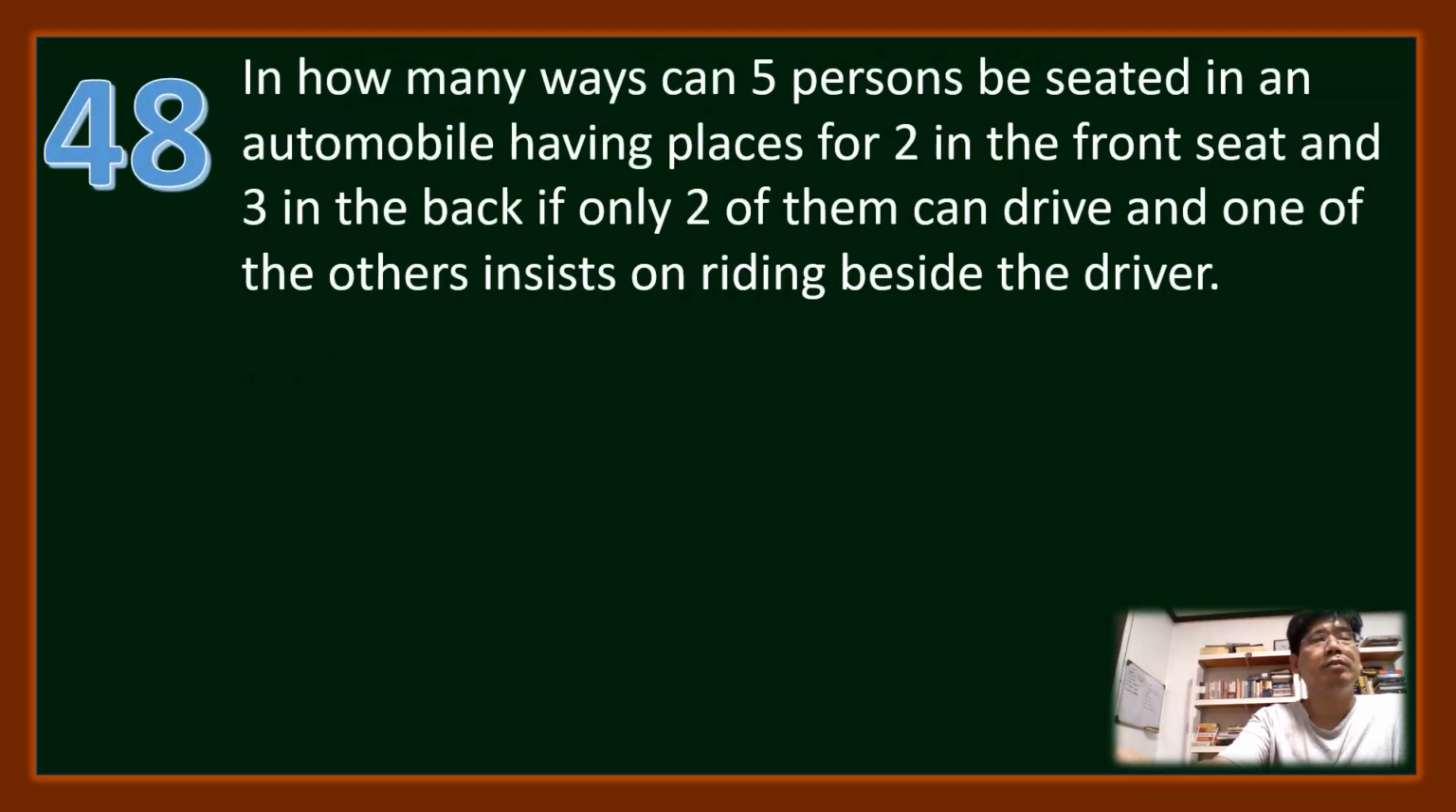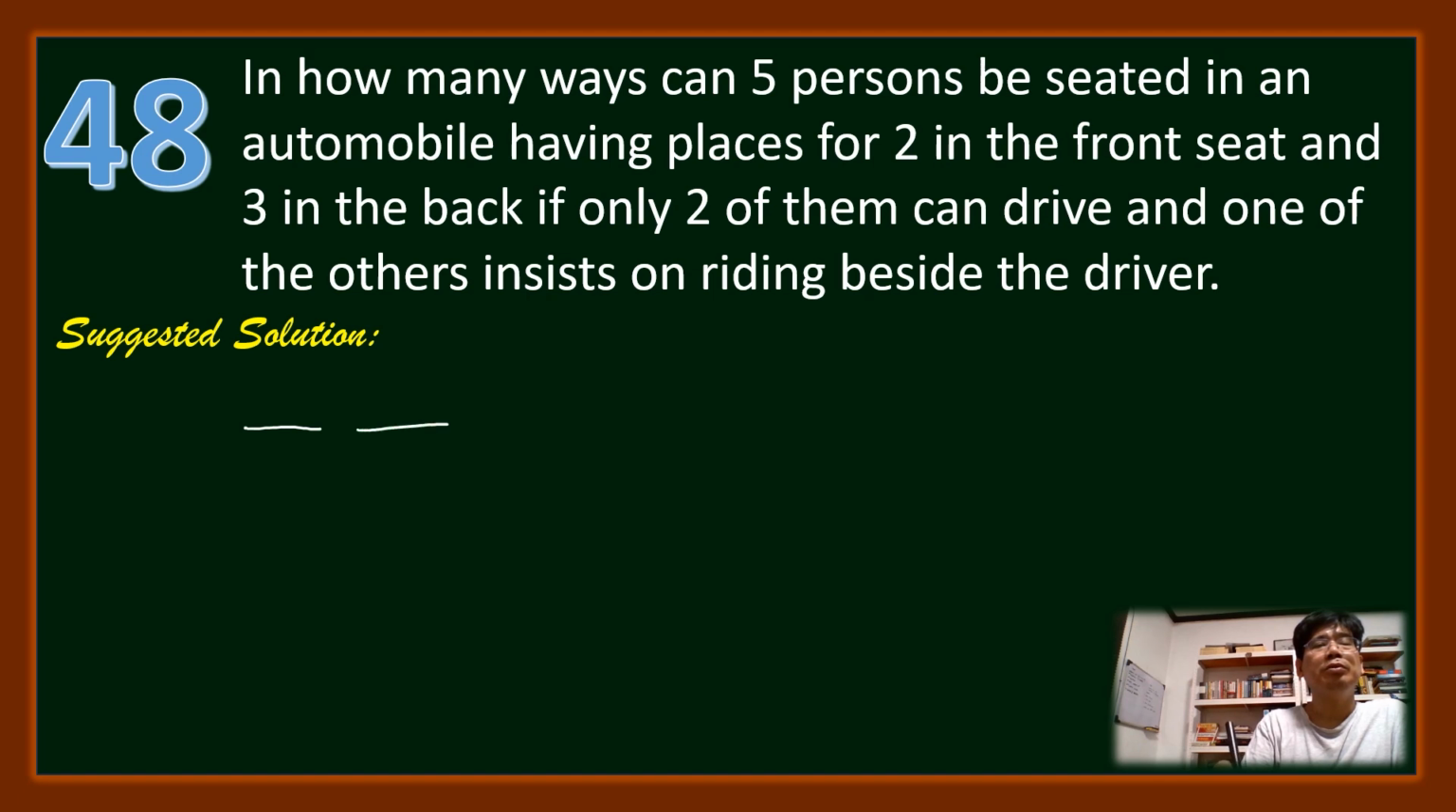Number 48. In how many ways can 5 persons be seated in an automobile, having places for 2 in the front seat and 3 in the back, if only 2 of them can drive and one of the others insists on riding beside the driver? For our suggested solution, let us illustrate the situation.